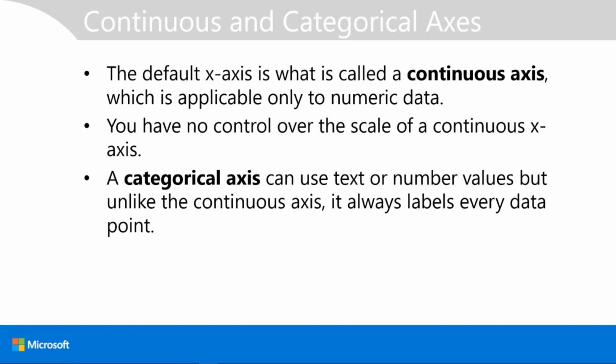In this sub-lesson, we are going to choose between continuous and categorical axes. So the default x-axis is what is called a continuous axis, which is applicable to numeric data. You have no control over the scale of a continuous x-axis. A categorical x-axis can use text or number values, but unlike the continuous axis, it always labels every data point. So let's go take a look.